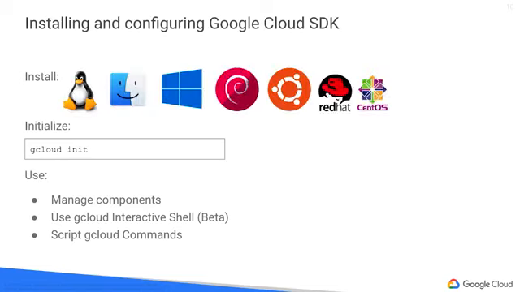You can download and install Cloud SDK on Linux, Mac OS X, and Windows. You can install Cloud SDK using apt-get on Debian and Ubuntu. Initialize the Cloud SDK by running the command gcloud init. Once it is initialized, you can start using it. You can install and manage SDK components and use the gcloud interactive shell, which provides prompt completion and suggests flags. You can even script gcloud commands to automate your processes.